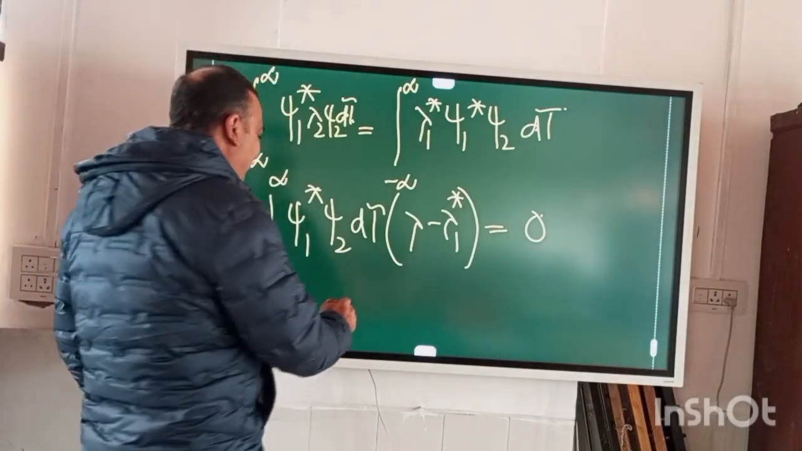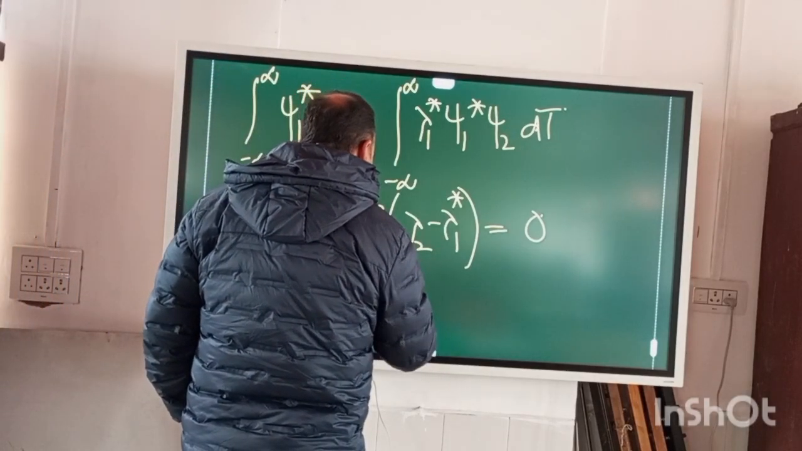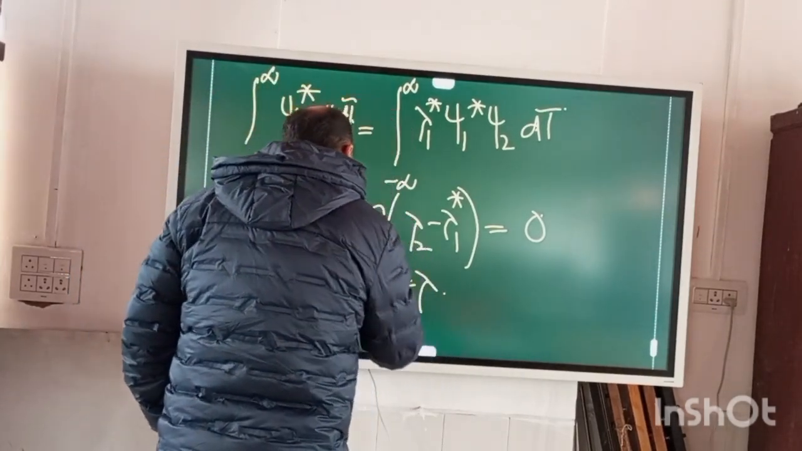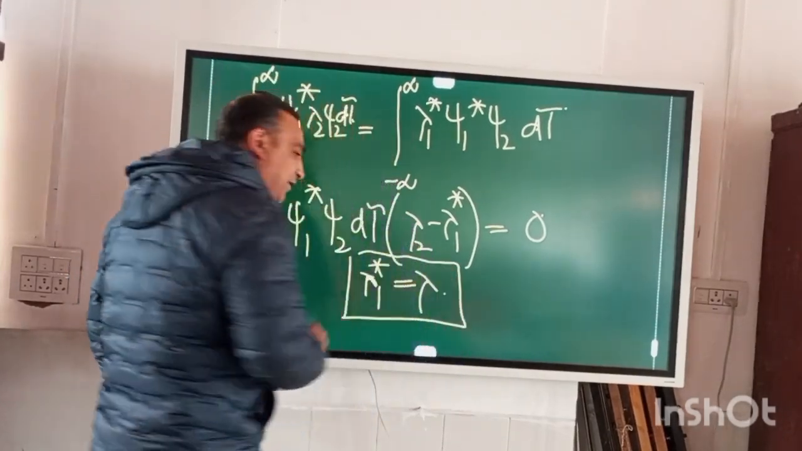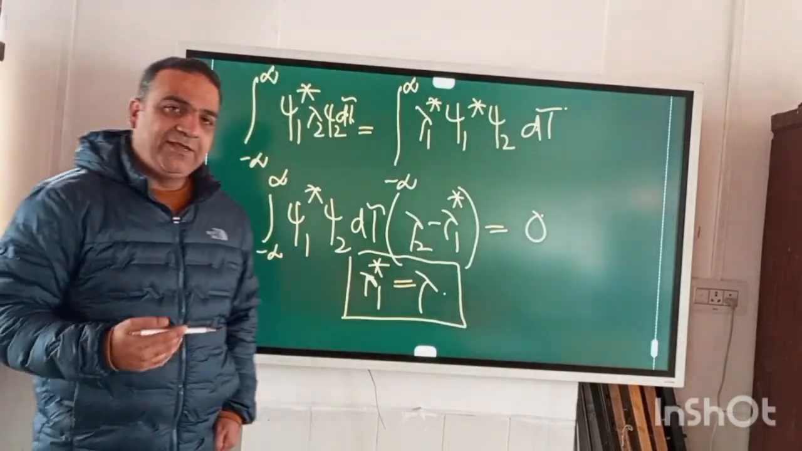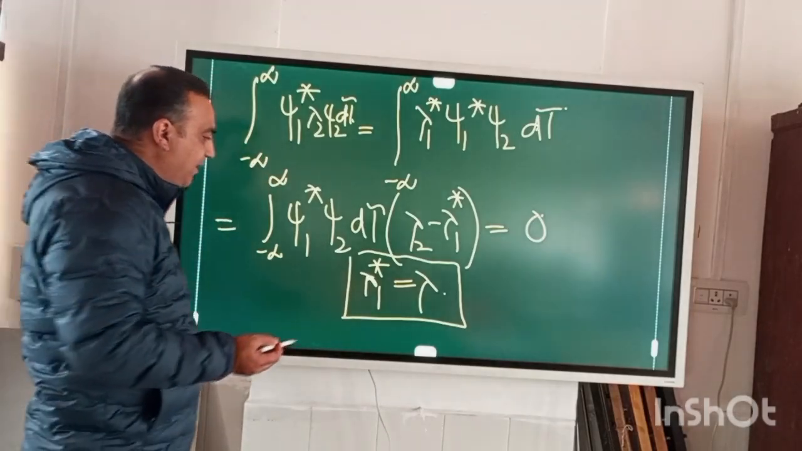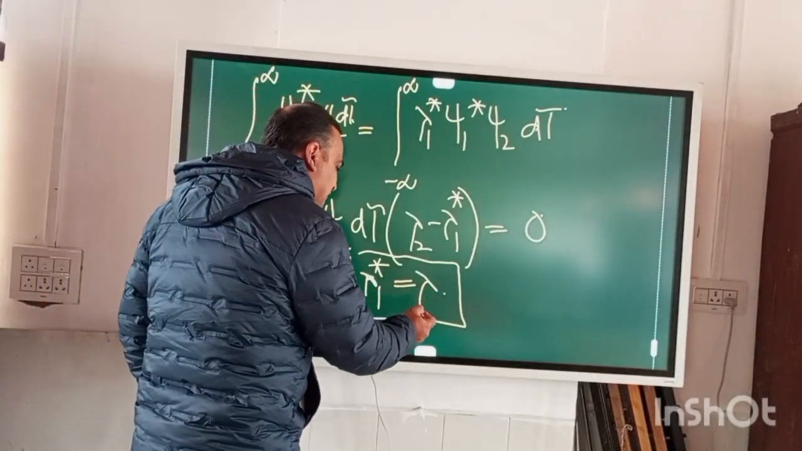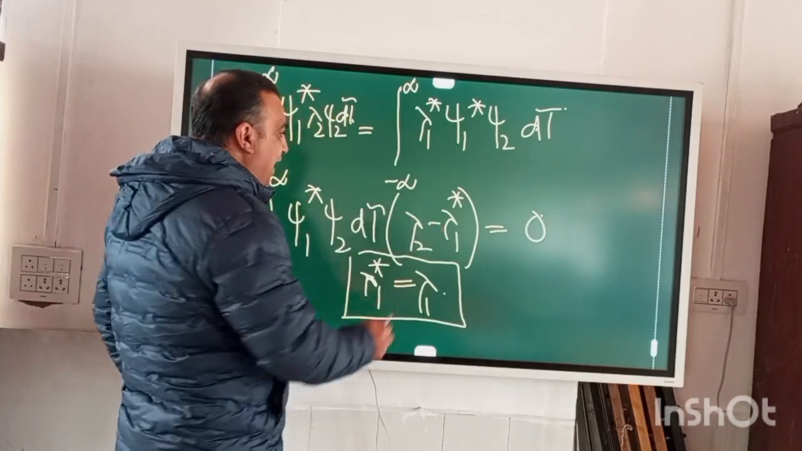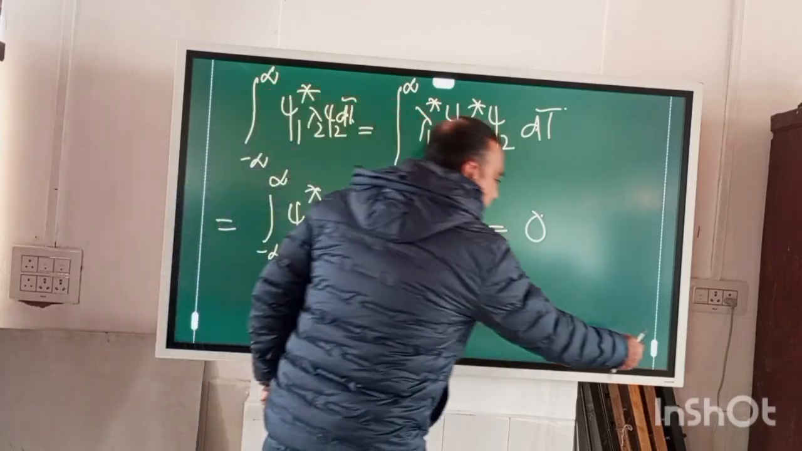We know that lambda 1 star is equal to lambda 1. We have already proved that when you execute Hermitian operators, the eigenvalues that we obtain are real. So if they are real, then lambda 1 star is equal to lambda 1. So instead of lambda 1 star, I'll be writing lambda 1 here.